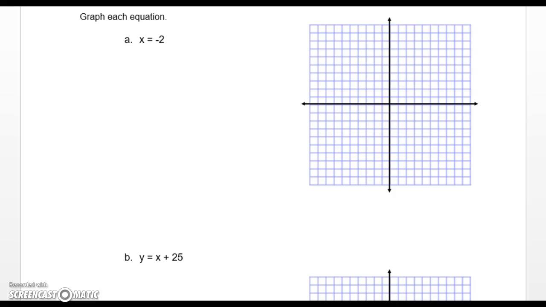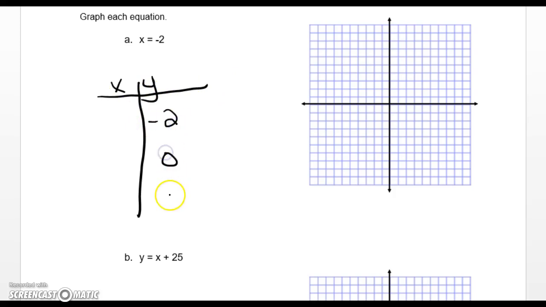If it makes your brain happier, if it makes you feel a little bit better, you are more than welcome to do a table of values. But with this one, your x value is always going to be equal to negative 2, so it doesn't matter what your y values are. Here I'm just going to make my table of values to show what might happen. No matter what y is, maybe y could be negative 2, it could be 0, it could be positive 2, it doesn't matter what these values are. Your x value is always equal to negative 2. So you'll write down negative 2 for your x values. No matter which y values you choose, these x values should always be negative 2.